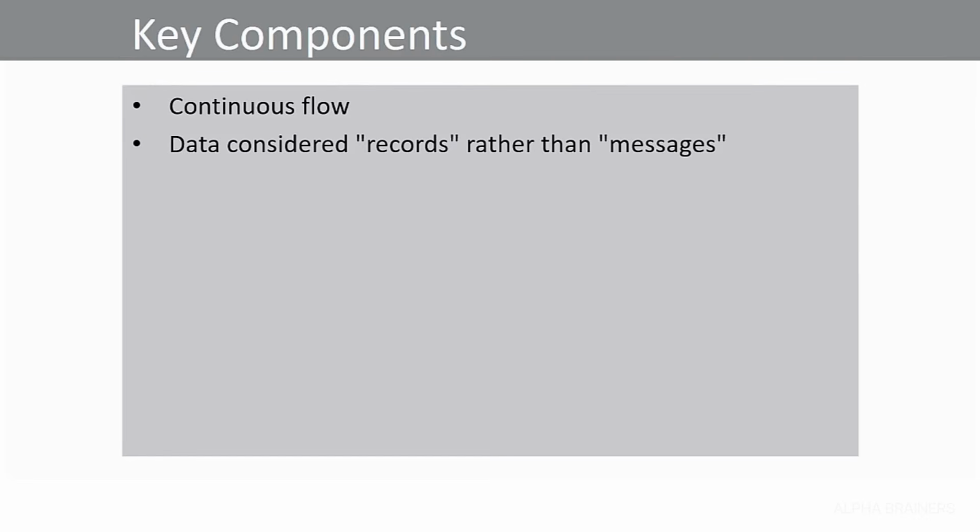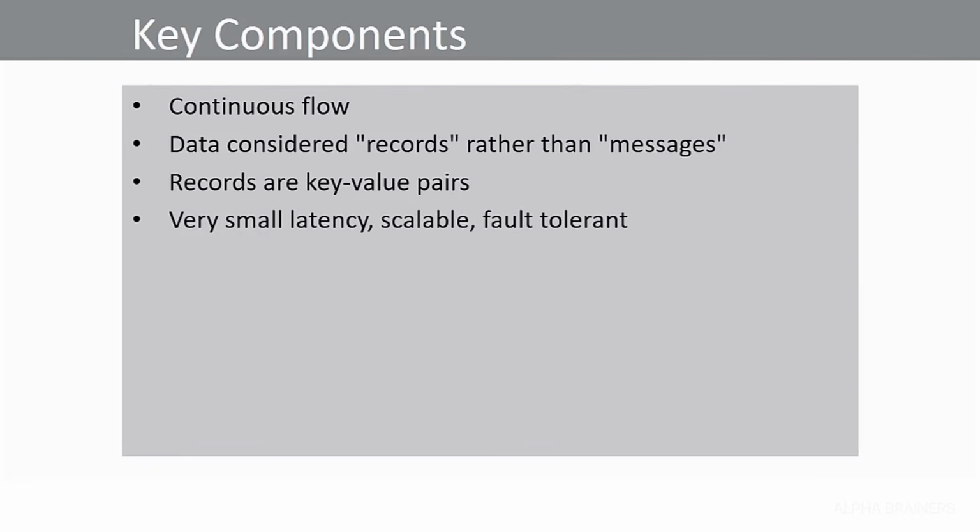Some of the key components you should be aware of: it is a continuous flow of data. Data is normally referred to as records rather than messages when you're talking about Kafka Streams. The records should be key value pairs. It has a very small latency. It's highly scalable, and it's got fault tolerance in it as well.